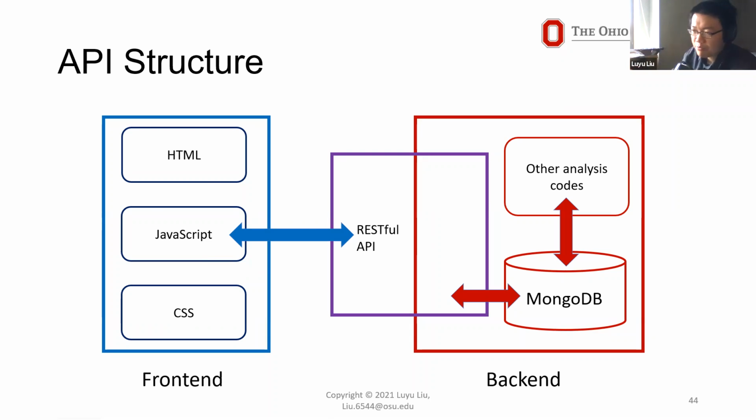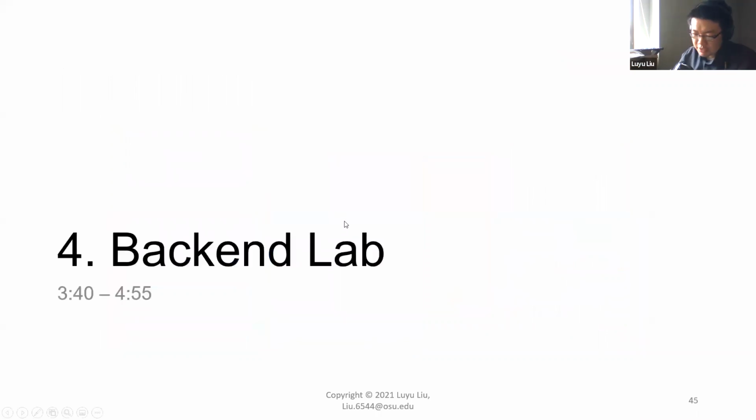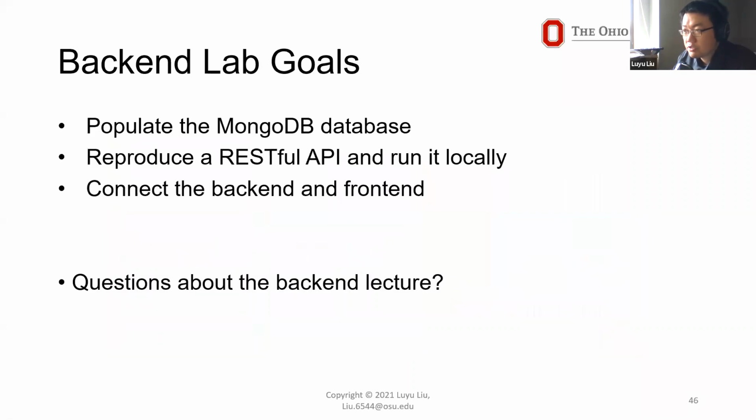But for our lab, we want to connect the front end, which is in our browsers, and the back end, which is in the database, and the API together to make it more coherent, right? So that's a very short one. Let's go back to our instructions and VS Code to start. What we want to do is first populate the MongoDB database, and reproduce the API and run it locally, connecting the back ends and the front ends. We want to achieve the same performance as the one we made in the front-end part, but with every piece of data fed from a database, right? Is there any question about the backend lecture so far?